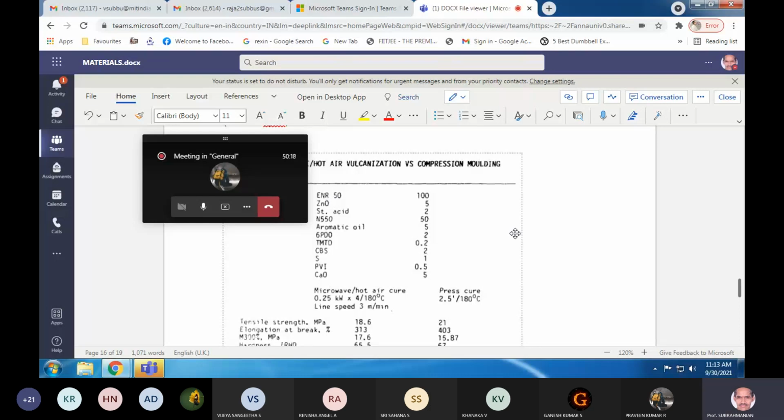Okay, all right. And this compound, it can be scorching. That's why you have a PVI, pre-vulcanization inhibitor. What is this? CTP, N-cyclohexyl thiophthalimide, CTP. N-cyclohexyl thiophthalimide. This is a PVI, not a retarder. It's an inhibitor. All right.